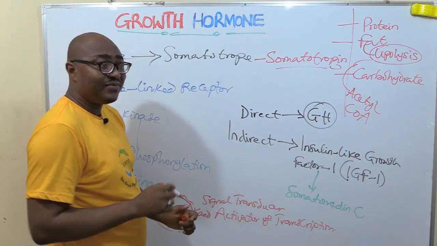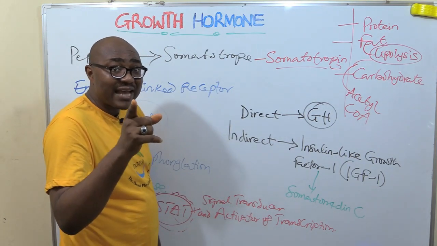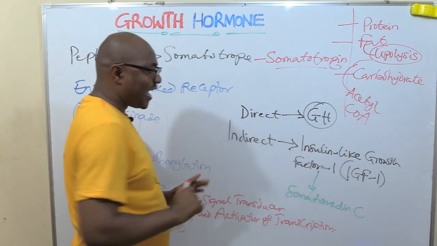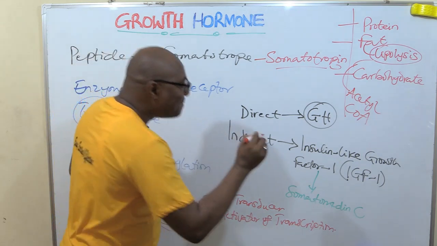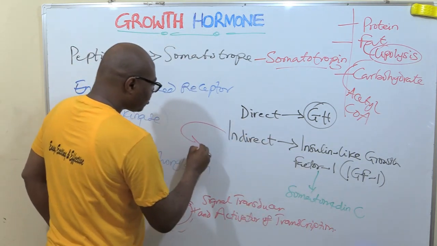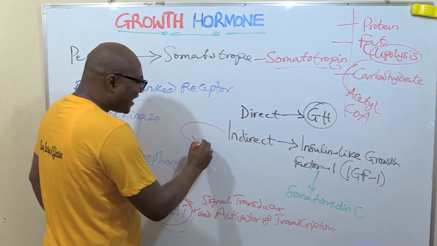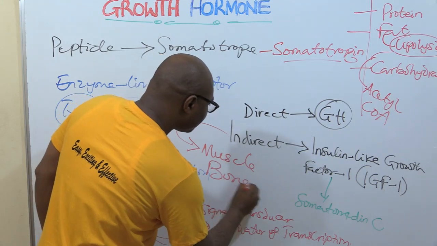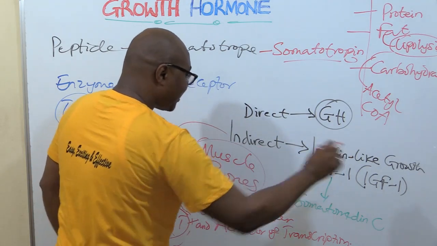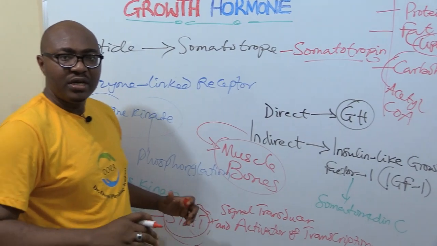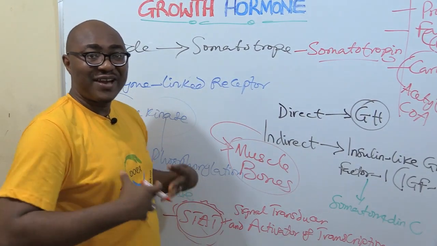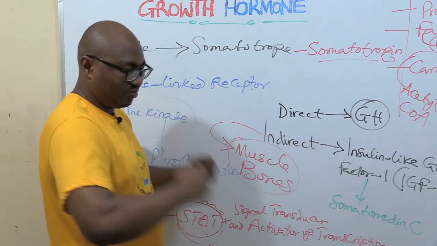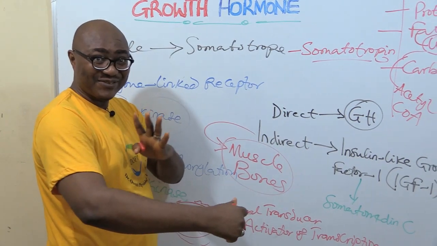So one of the significant things, related to why athletes abuse it, is this indirect effect through IGF, insulin-like growth factor. It is produced from the liver and acts mainly in the muscle and bones. You know, when you are exercising, that's why you see people when they are gymming, the muscle will grow big. Growth. You see that?